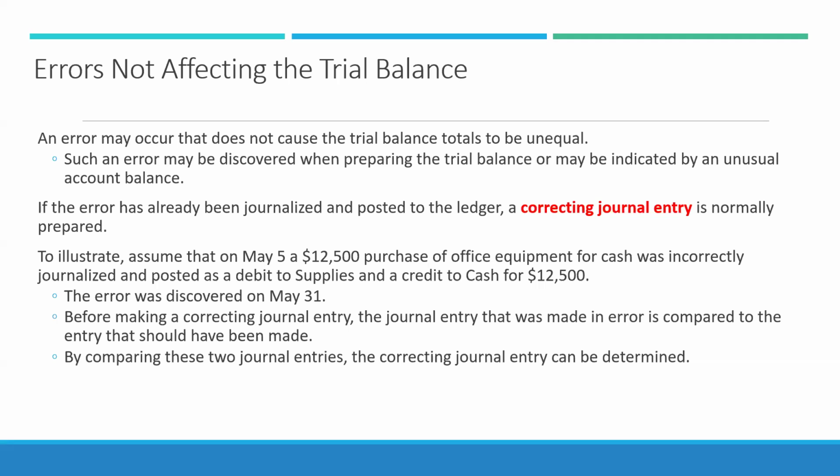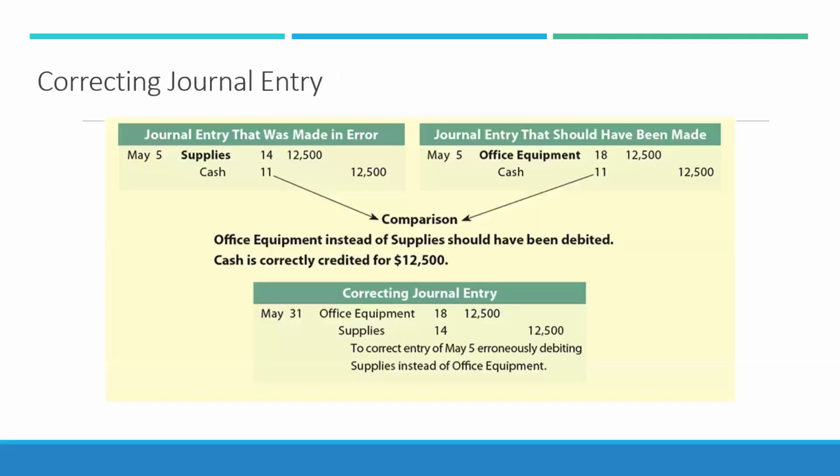So this example is the purchase of office equipment for cash was incorrectly posted as a debit to supplies instead of as a debit to office equipment. So the journal entry that was made was a debit to supplies, credit to cash, and the one that should have been made was a debit to office equipment and a credit to cash. So to correct this, there's two ways that you could correct it.